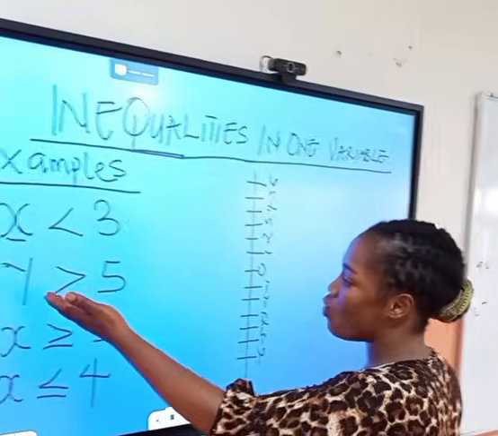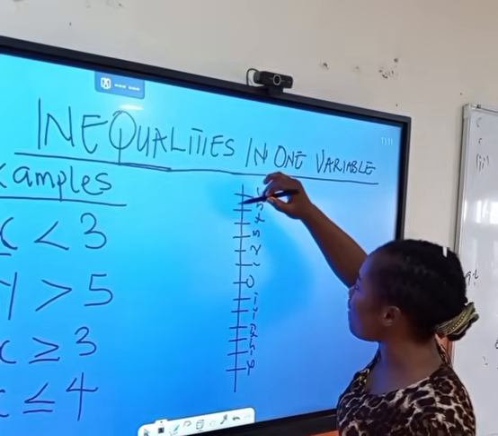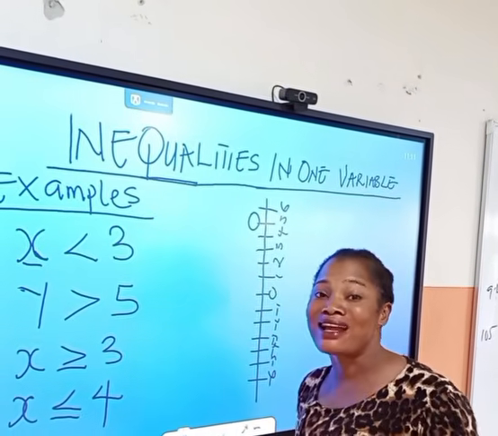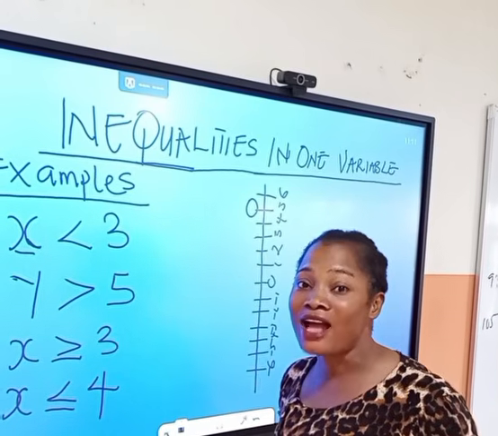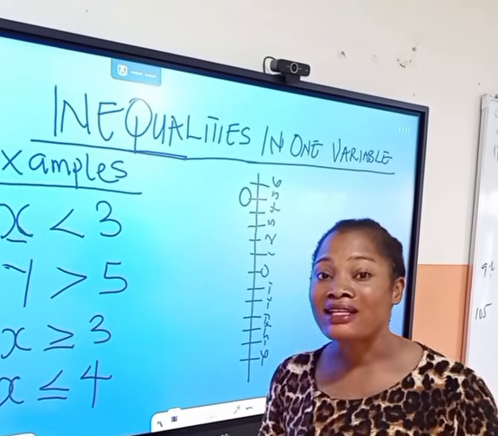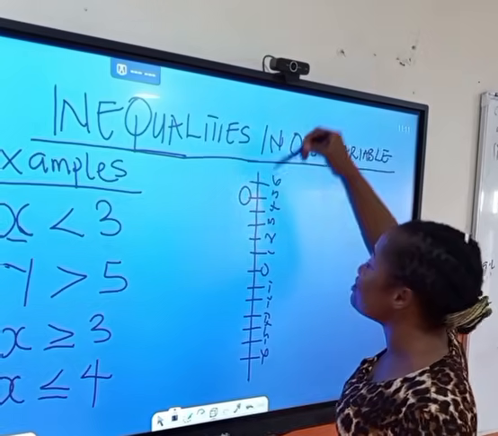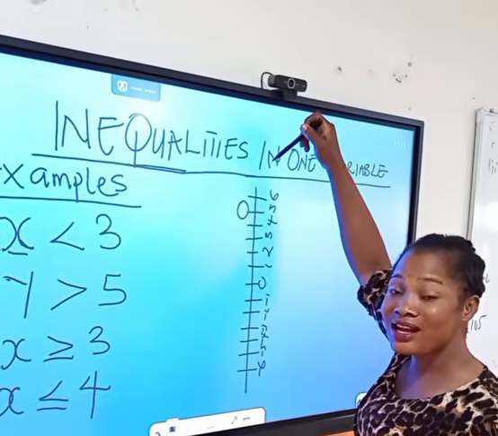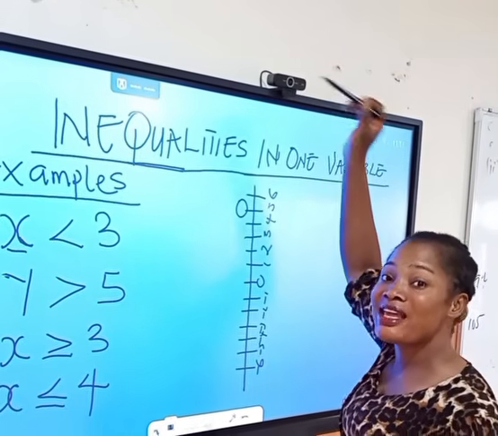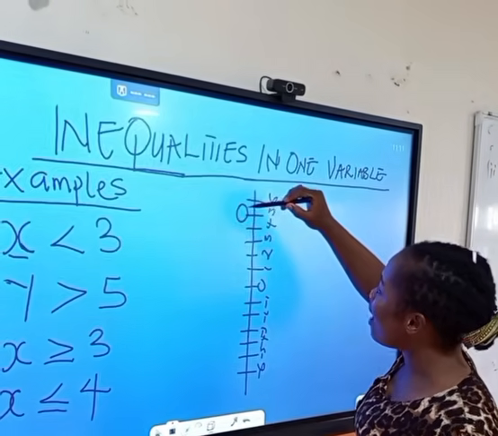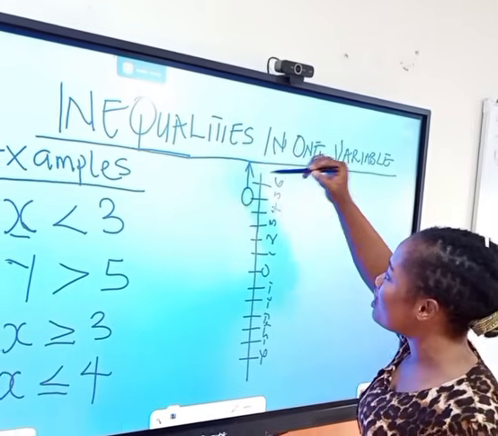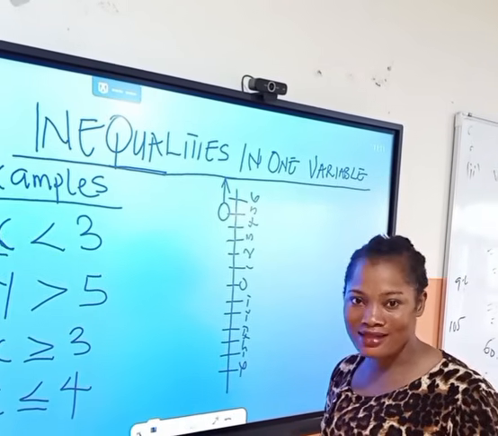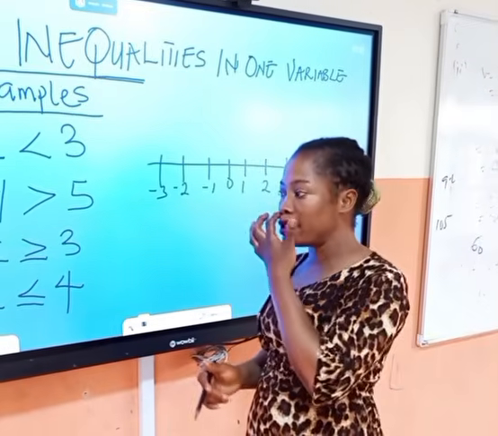So now this said y is greater than 5. I will go to 5 and I will put my open knot. What are those numbers that are greater than 5? They are actually found at the right hand side, and that right hand side is upward. So 6 is greater than 5, 7 is greater than 5, 8, 9, 10, and so on. So my arrow will point up and not down. Okay, let's see the third example.